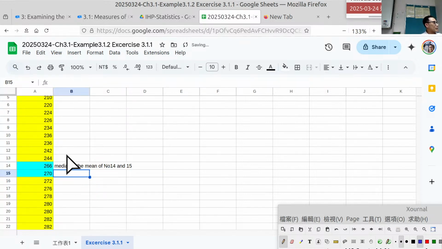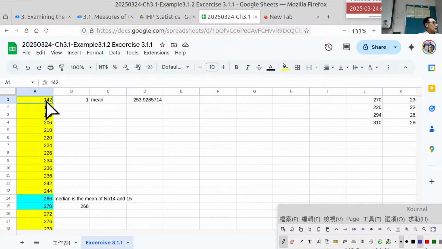okay, and now we can get it equals 266 plus 270. Okay, what's wrong? Divided by 2. Okay, so the median is 268. Okay, and now what's the mode?